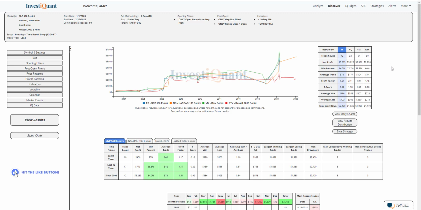The win rates on these are coming in pretty favored. S&P, 64% of these have closed above that 3 p.m. price. We got 73 in the NASDAQ, 69% in the Dow, 64 in the Russell. So win rates all favored there.